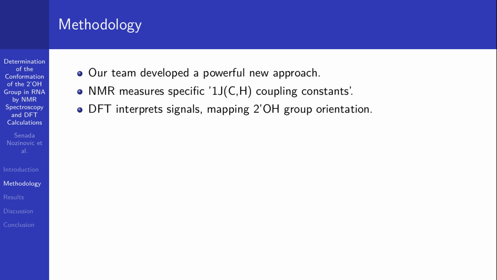By carefully measuring specific atomic signals called 1-JC coupling constants with NMR, and then using DFT to interpret these signals, we can create a precise map of the 2OH group's orientation. This works even when the 2OH group is rapidly moving or exchanging with water, making it undetectable by older methods.